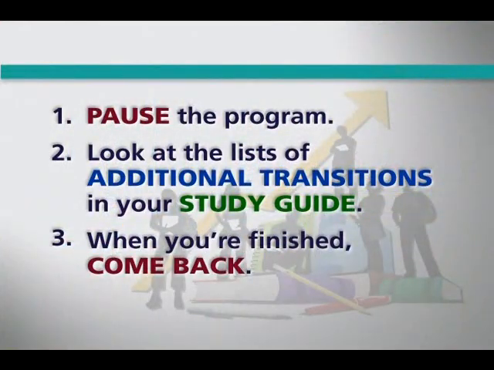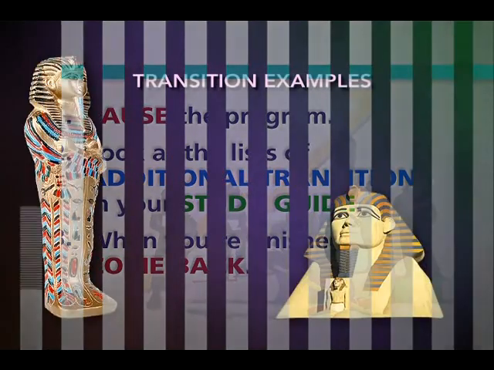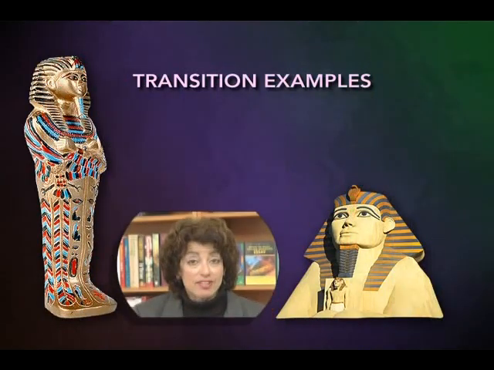Let's continue. In your study guide, you'll find more lists of words and phrases that can be used to create additional kinds of transitions. For example, we've included transitions that show importance, location, summary, result, chronology, and qualification, to mention just some of them. Take a look at these lists now. Here are some examples drawn from these lists.